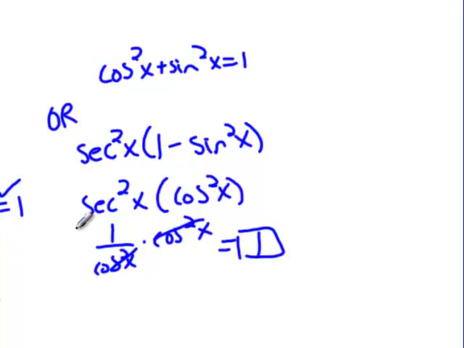So I've done this two different ways. Here I just substitute something in and use the Pythagorean identity. Here I factored and used the Pythagorean identity. Either way, as long as you do a correct substitution or a correct formula and you get to the right answer, then you've done it correctly.